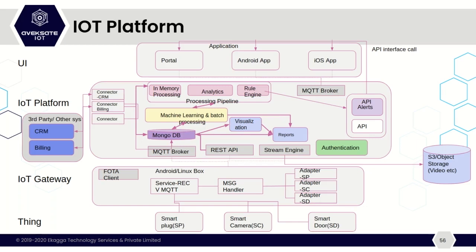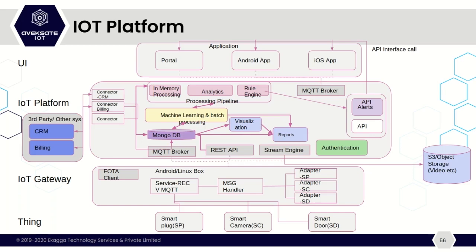There is an IoT gateway. This gateway is responsible for aggregating the data coming from the things, and then it passes this data to the platform through either an MQTT connection, HTTP, REST API, or a socket, and all of these are taken care of with authentication.